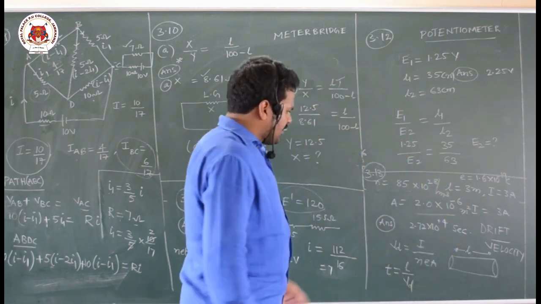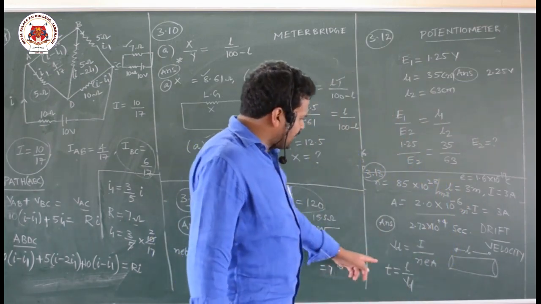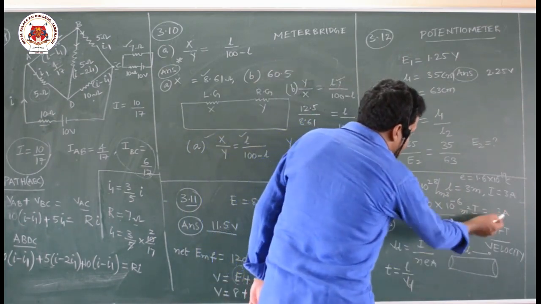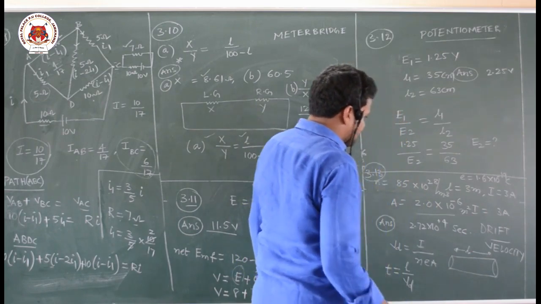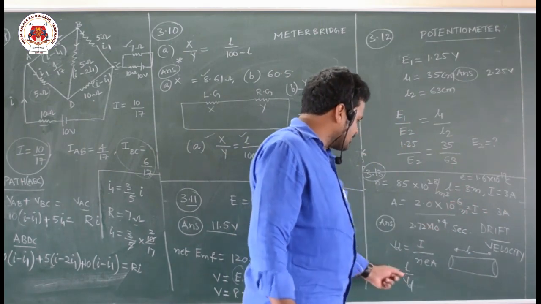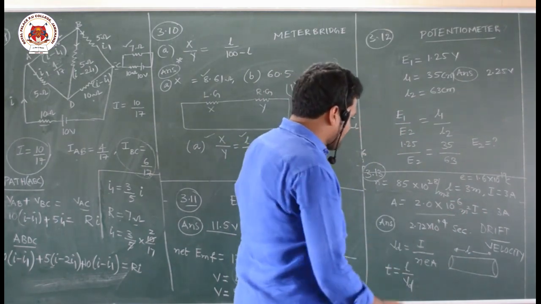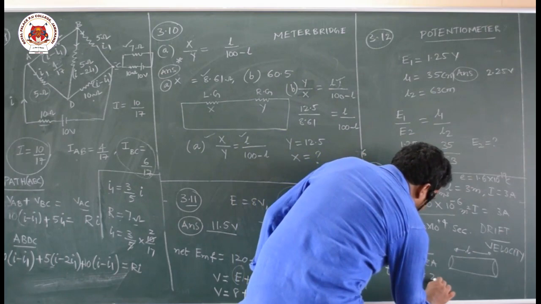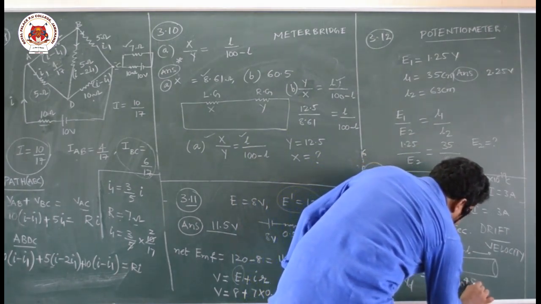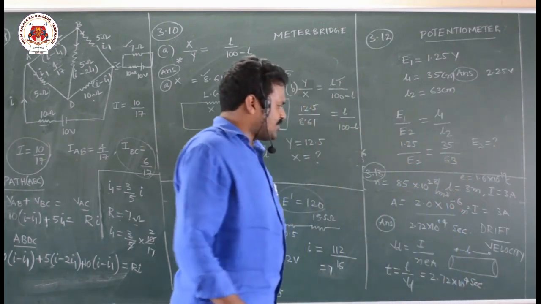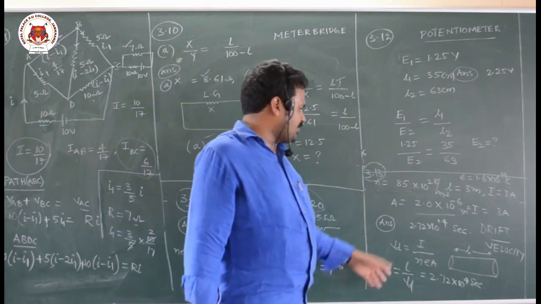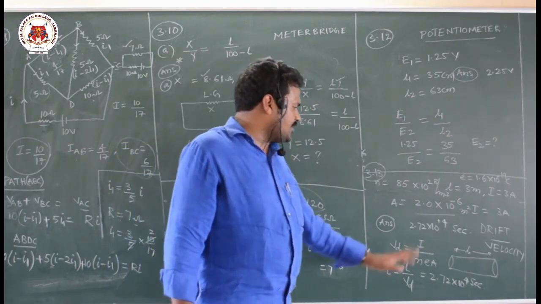Then find the drift velocity. After finding drift velocity, you find the time taken. Length is given in your textbook as 3 meters. Substitute, find the drift velocity and find the time. You will get the answer as 2.72 into 10 to the power of 4 seconds. All the calculations are given as homework for you. You can do the calculations and find the answer.